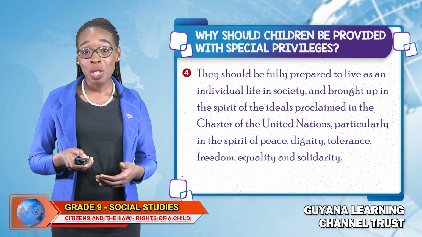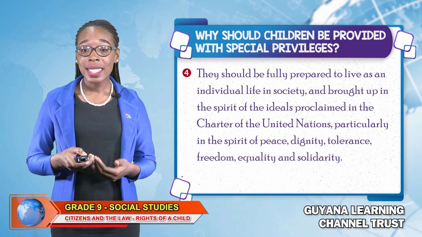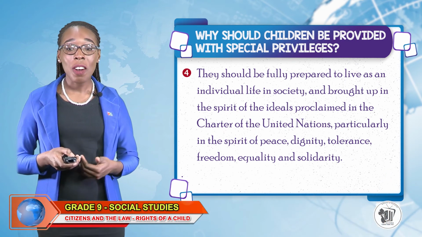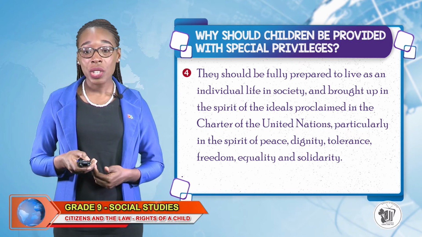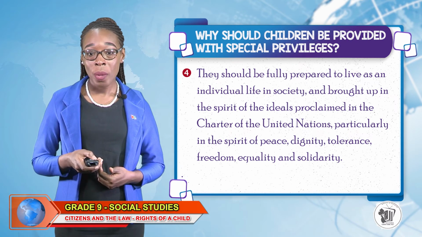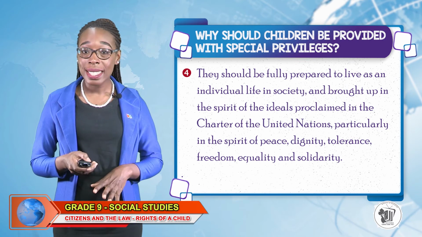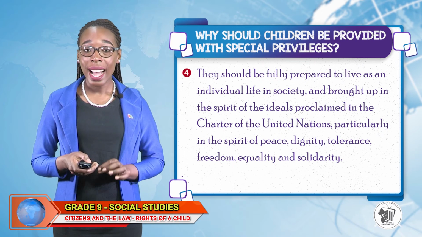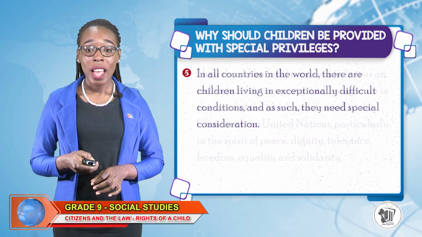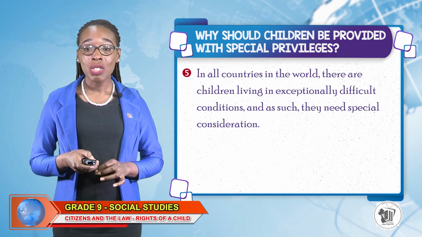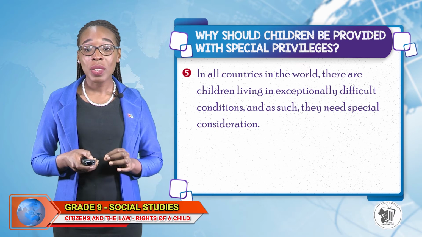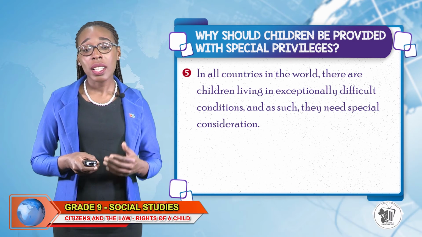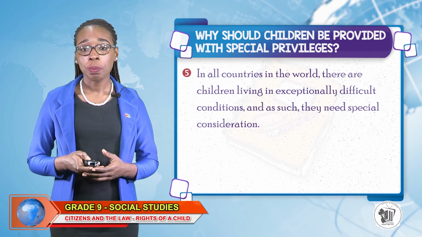Four, they should be fully prepared to live an individual life in society and brought up in the spirit of the ideals proclaimed in the Charter of the United Nations, particularly in the spirit of peace, dignity, tolerance, freedom, equality, and solidarity. And five, in all countries in the world, there are children living in exceptionally difficult conditions, and as such, they need special consideration.